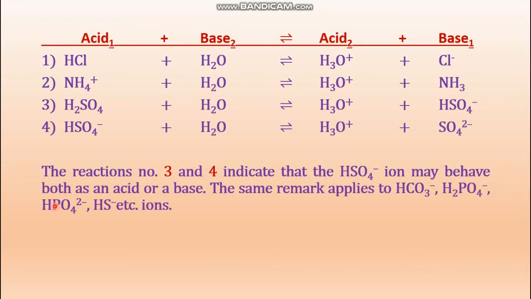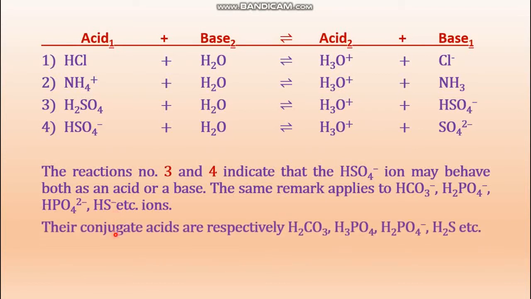For this one, the previous one is the conjugate acid, that means the H2PO4 minus negative ion is the conjugate acid. On the other hand, the bisulfide ion has the conjugate acid hydrogen sulfide gas. Look, the conjugate acids are respectively H2CO3, H3PO4, H2PO4 minus and H2S. And these species are amphiprotic, as I have said.